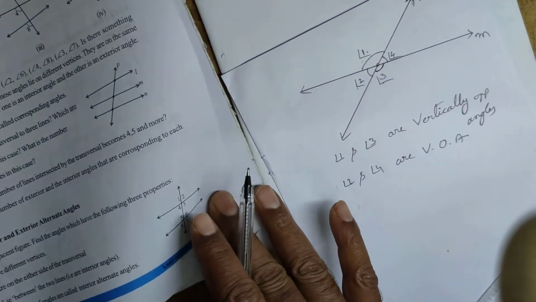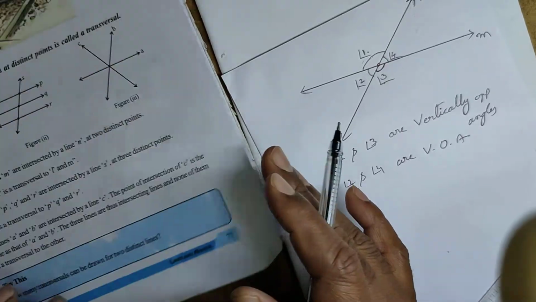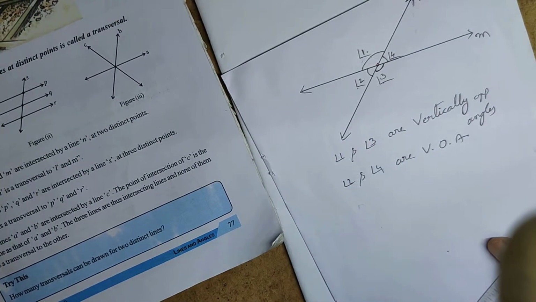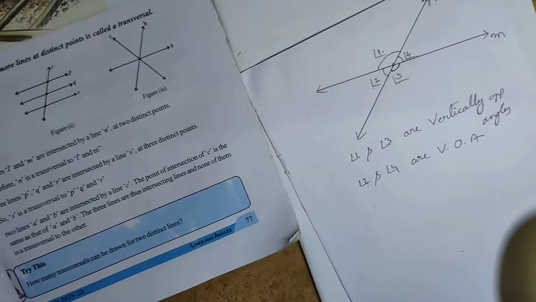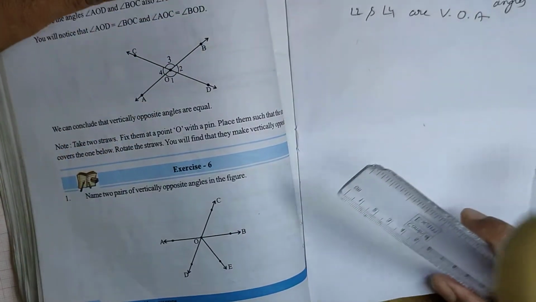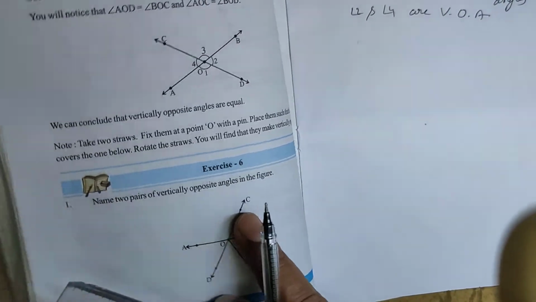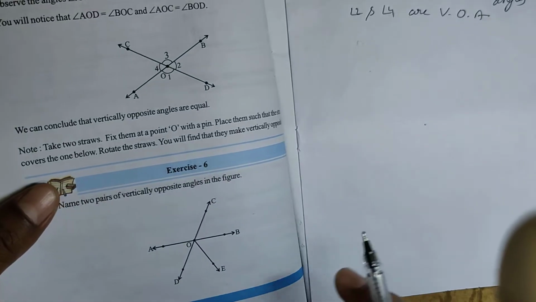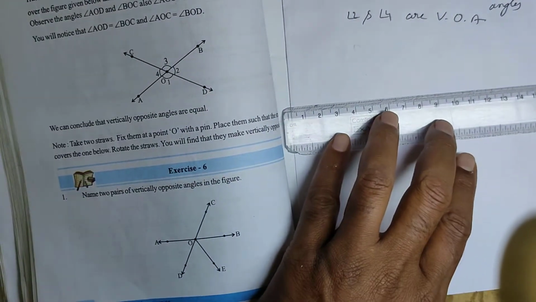Okay. Now basing on this, exercise number 6 is there. So we'll see this one. I'll draw the diagram for the first question here. So what is the first question? See it. Name two pairs of vertically opposite angles in the figure. They have drawn one figure here. That figure I am drawing here.